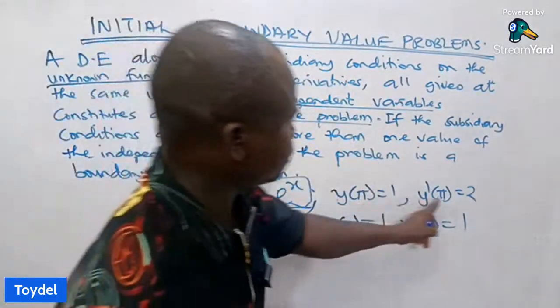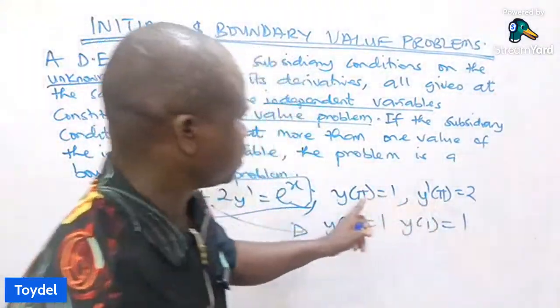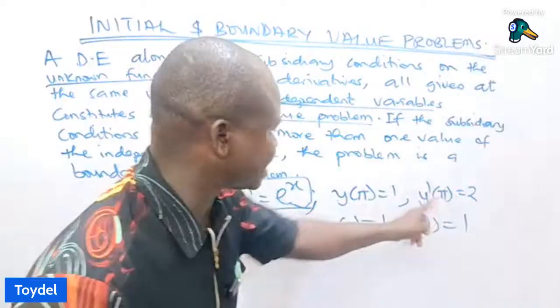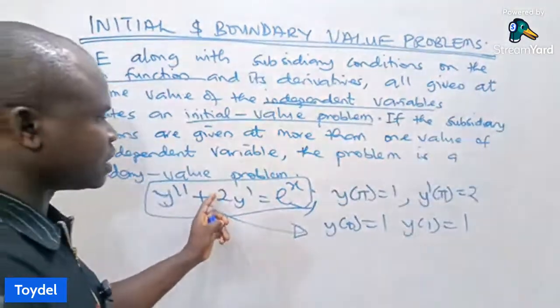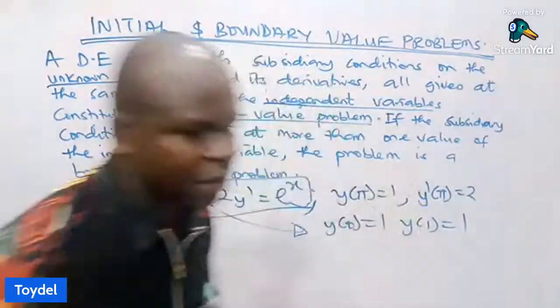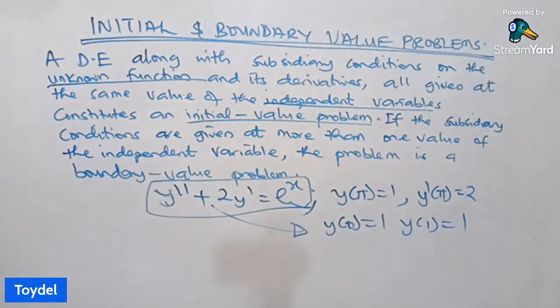The same independent variable, the function and the derivative at the same value of x. With this differential equation, it is called an initial value problem. So that is the difference between boundary value problem and initial value problem.